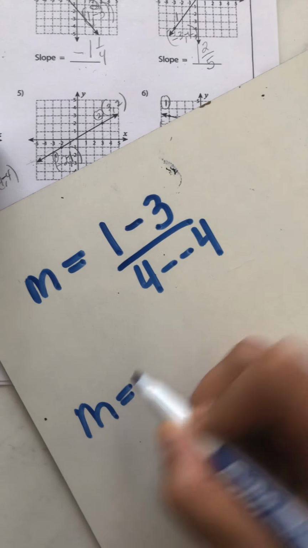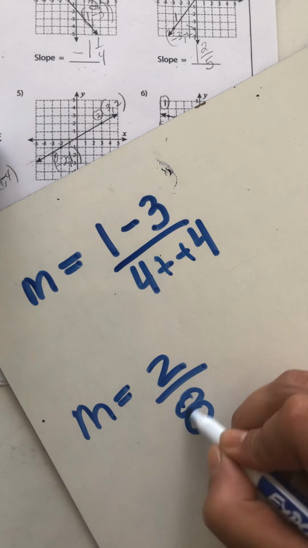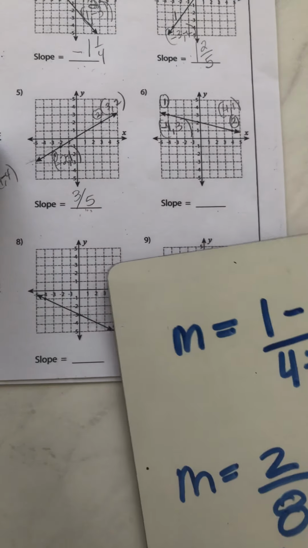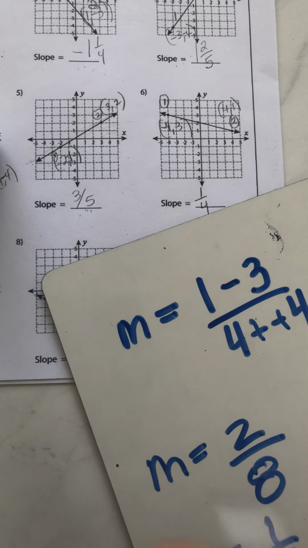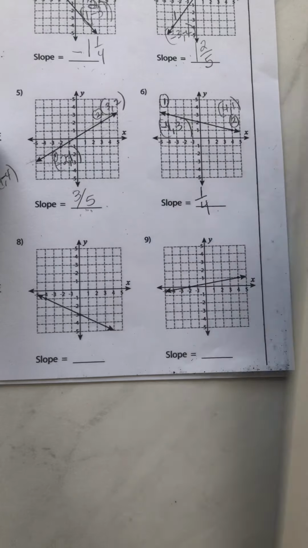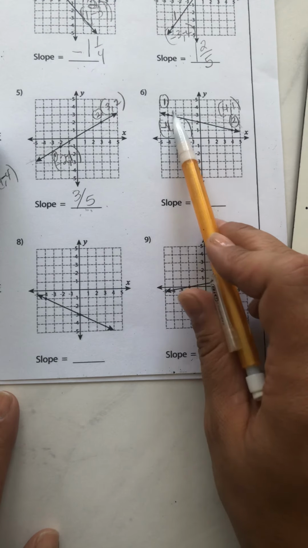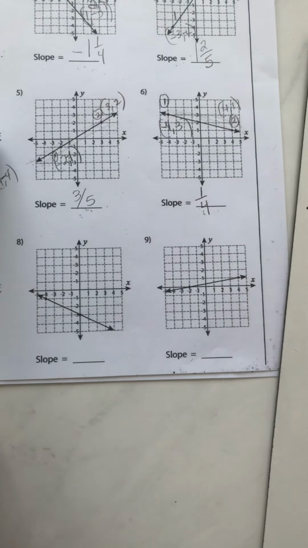And then m equals 2 over, these turn into a positive 8. So m equals 1/4 as a slope. And as you can see, 1/4 is even smaller than 3/5. And so the fact that this is an even more shallow line than this one means our fraction, or our slope, is even smaller than this one.